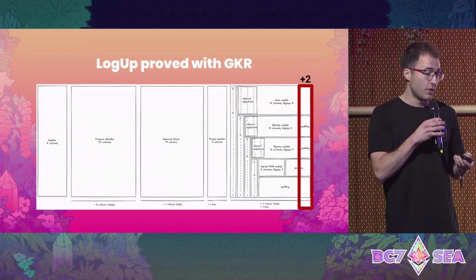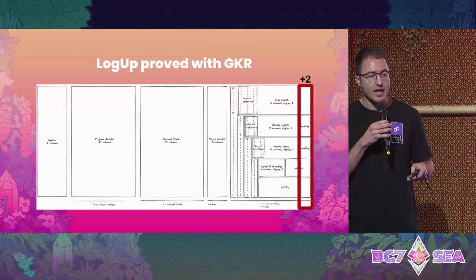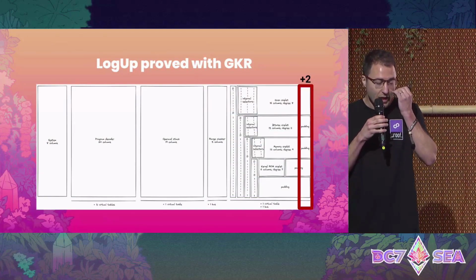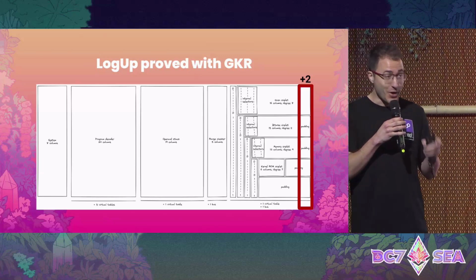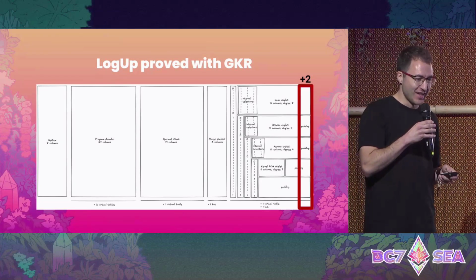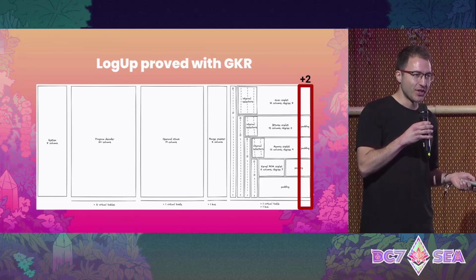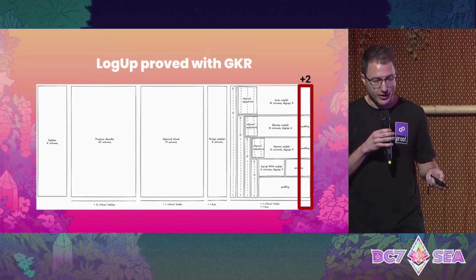To do that, we're going to have to do this in STARKs, and we're going to have to add 2 columns to our trace. We will not go into how we do that, unfortunately, because it's very cool and quite clever, honestly. But the long story short is that we really only need 2 columns in our trace.